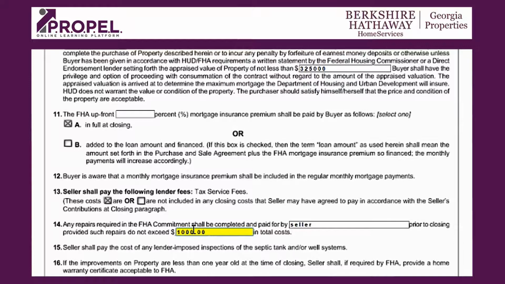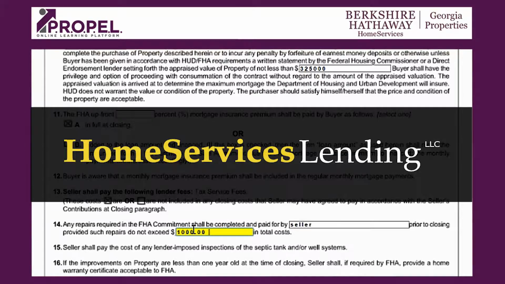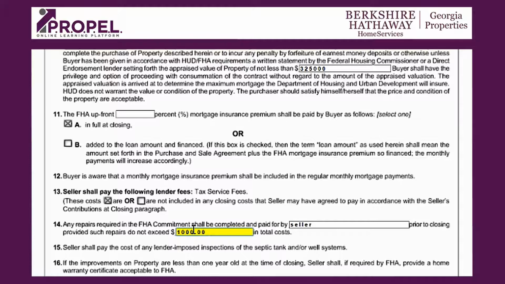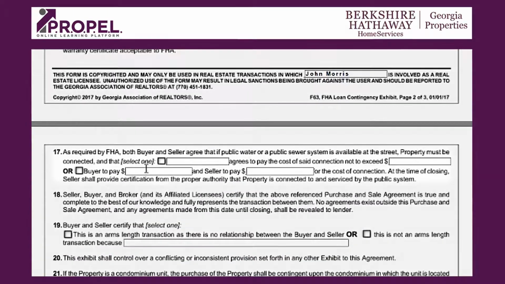So again, hopefully you have gone to an FHA class with our lending partners, HSL, and understand what's required in an FHA commitment. So as you're showing the homes, you're having that conversation and you're discussing it with the listing agent as well as you're putting in the offer. So figure that number out, but put in a number there. You're going to come on down to number 17.